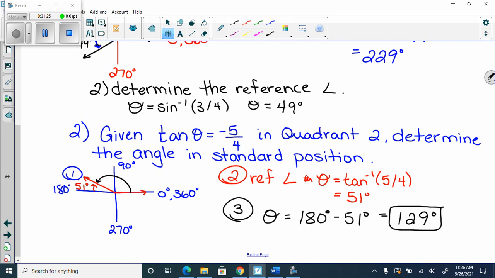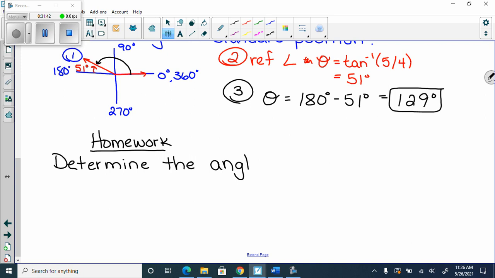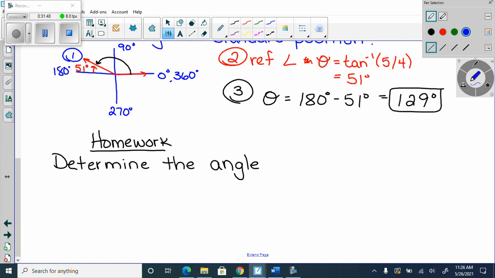So your homework is going to be this. Write it down. You're going to determine the angles in standard position. That in is not important. It just flipped to blue.